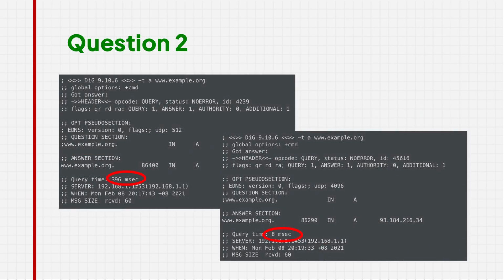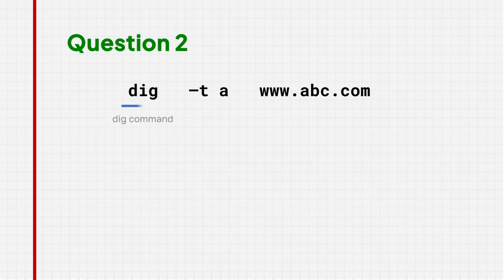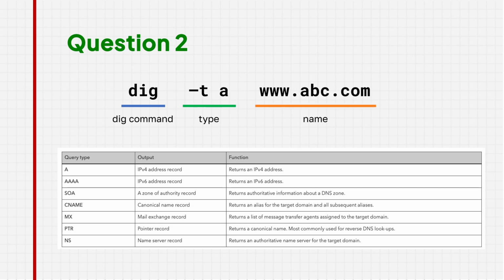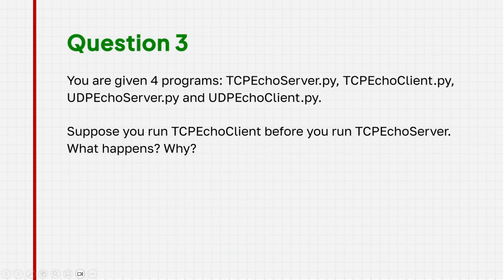So this is something to see. You can see the query time also. It might differ between queries, so you can just make two different queries and compare them one by one. Then the dig command. The -t here is a flag that tells you what type of query you want to use, and abc.com is the name here. These are the query types that you can use, as well as what the output will be for the dig commands.